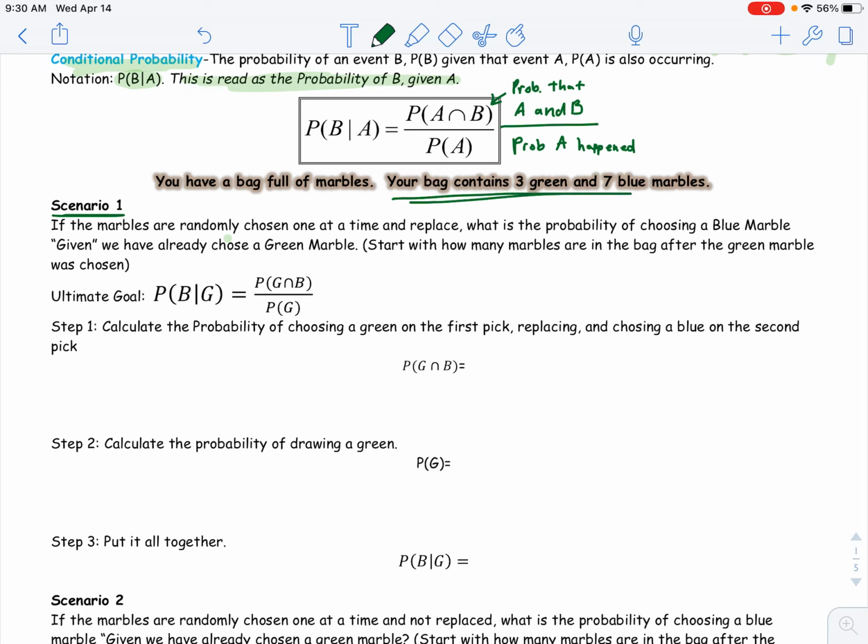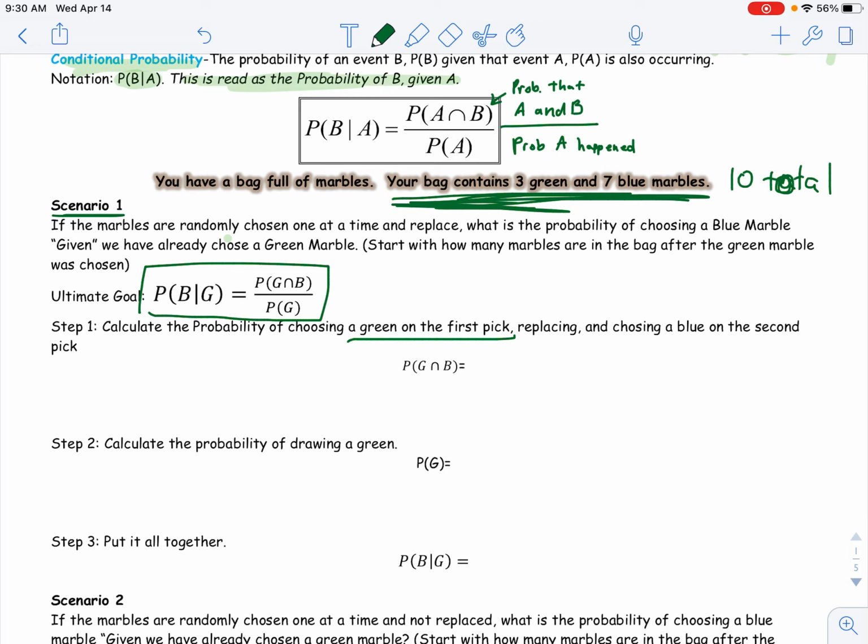So we have 3 green and 7 blue marbles, so there's 10 total marbles. The ultimate goal is the probability we choose a blue marble given that we have already chosen a green. First we are going to calculate green and blue. To get a green on the first pick, there's 3 green, so it's 3 over 10. Since I'm replacing it, we're going to emphasize this a lot, it's independent.